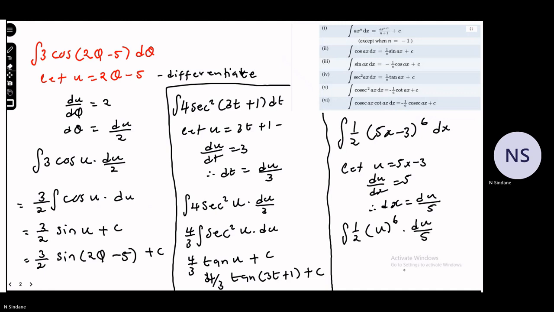And then take out this. I have 1 over 2 multiply 1 over 5 integral of u to the power 6 du. This is 1 over 10 integral of u to the power 6 du. Okay, let's go to the next page.